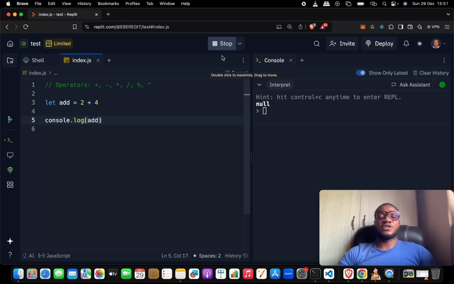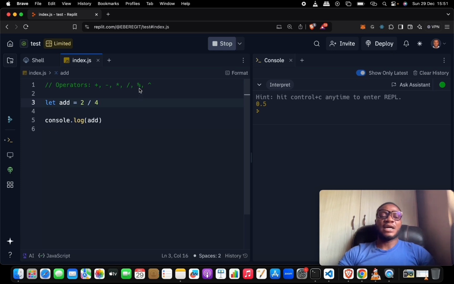So what would this give us? 2 plus 4 should give us 6. Let's run it and see what we get. It gives us 6, as we can see here. 2 minus 4 should give us a minus 2. Let's try it and you see we get a minus 2. 2 multiplied by 4 should give us 8, if I'm correct, and you see we get an 8. And when we do 2 divided by 4, we should get a 0.5, if I am correct. So I think I still remember my mathematics.